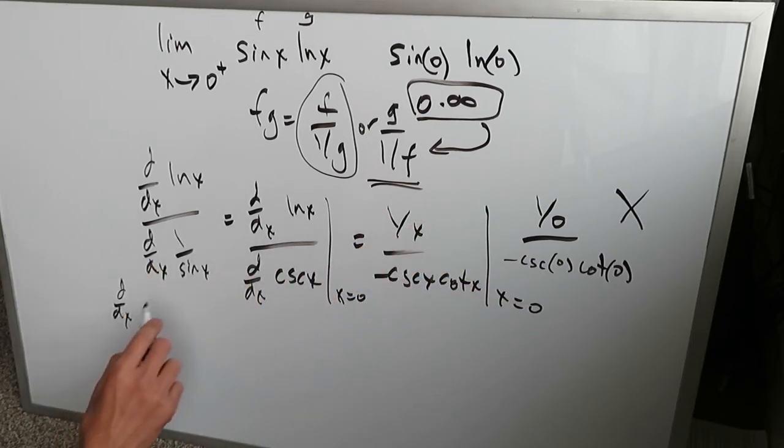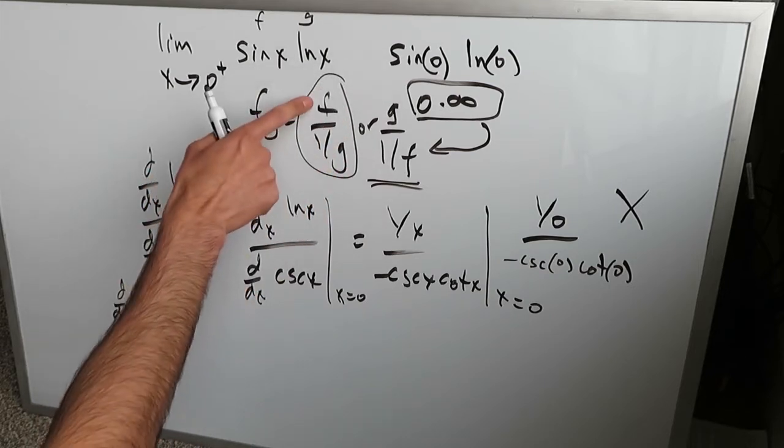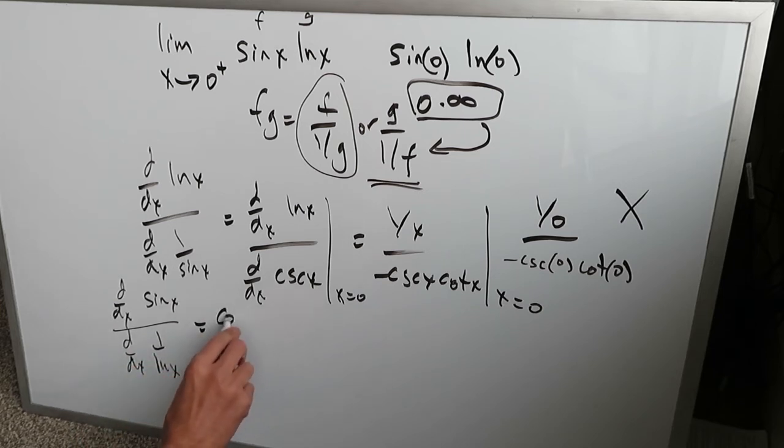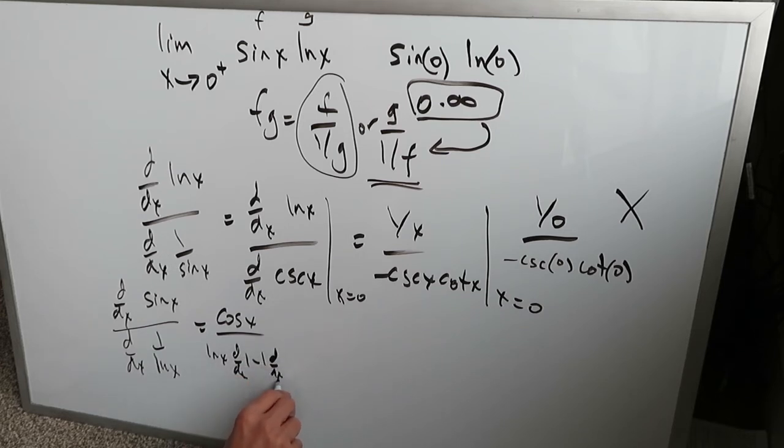D over dx, I'll put sine x in the top. Remember, I'm going to follow this scheme, f over 1 over g, and then d over dx of 1 over natural log x. The derivative of sine x is cosine x. The derivative of 1 over natural log x, you have to end up using that quotient rule over here. You'll have natural log x times the derivative of 1, minus 1 times the derivative of natural log x, over natural log x squared.